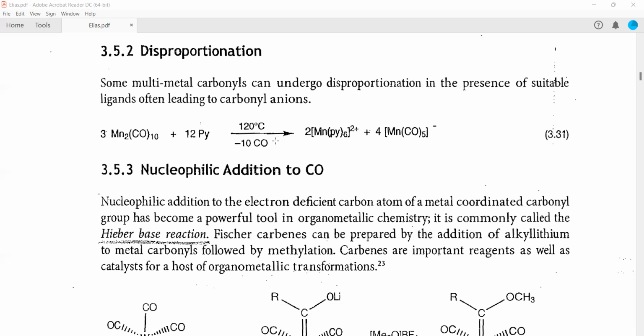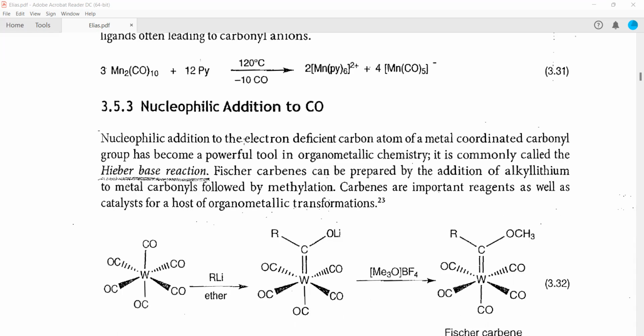Okay, so this also requires quite high temperature, 120 degrees centigrade. So this is disproportionation. Now, nucleophilic addition to carbonyl. It is also very important in terms of organometallics. Now, nucleophilic addition to the electron deficient carbon atom of the metal coordinated carbonyl group has become a powerful tool in organometallic chemistry. It is commonly called the Hieber base reaction. Fischer carbenes can be prepared by the addition of alkyl lithium to metal carbonyls followed by methylation.